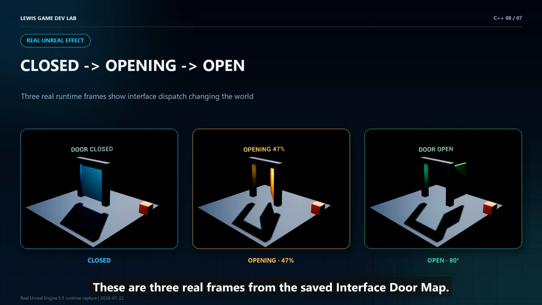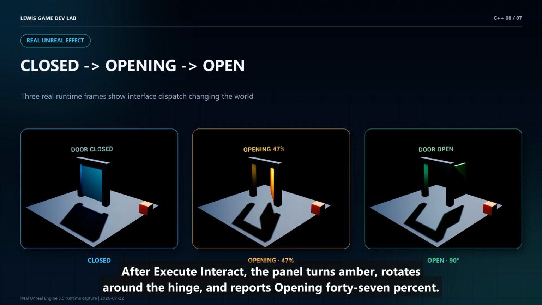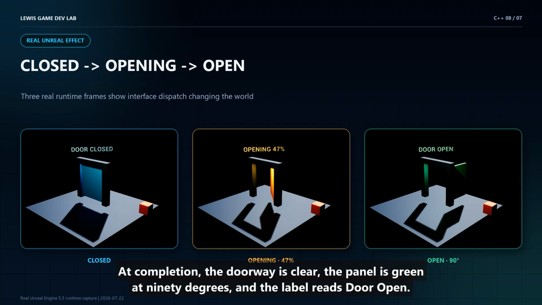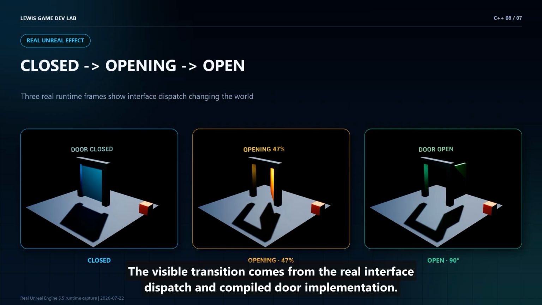These are 3 real frames from the saved interface door map. The closed state shows the blue panel filling the frame. After Execute_Interact, the panel turns amber, rotates around the hinge, and reports opening 47%. At completion, the doorway is clear, the panel is green at 90 degrees, and the label reads door open. The orange collar remains separate from the door. The visible transition comes from the real interface dispatch and compiled door implementation.